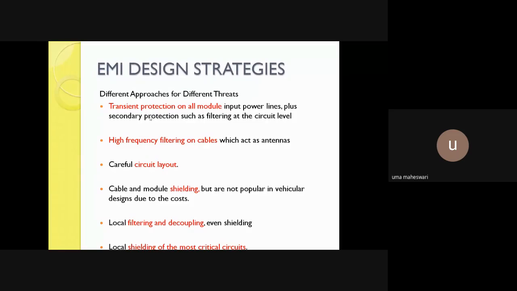So first is transient protection on all modules, that is for input lines. Secondary protection, such as filters, can be used at the filter circuit level. After that, high frequency filtering on cable sides, because cables are perfect antennas, which cause the EMI problems. So cables have to be taken care of. Careful circuit layout has to be done. PCB layout has to be designed carefully, and cable and module shielding has to be done properly, and local filtering, local coupling of things, and even shielding. The local shielding of most of the critical circuits has to be done perfectly.